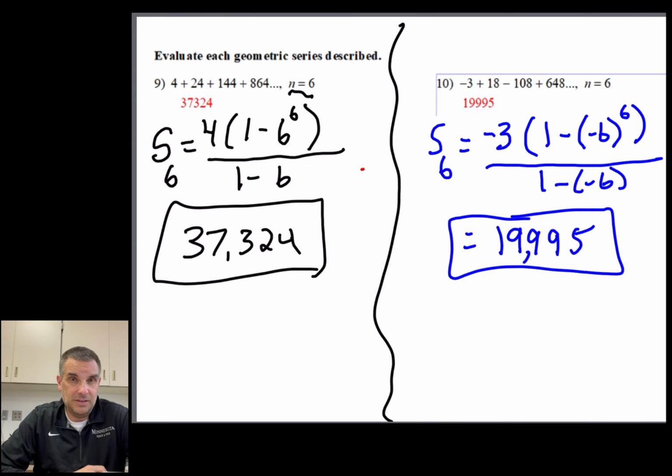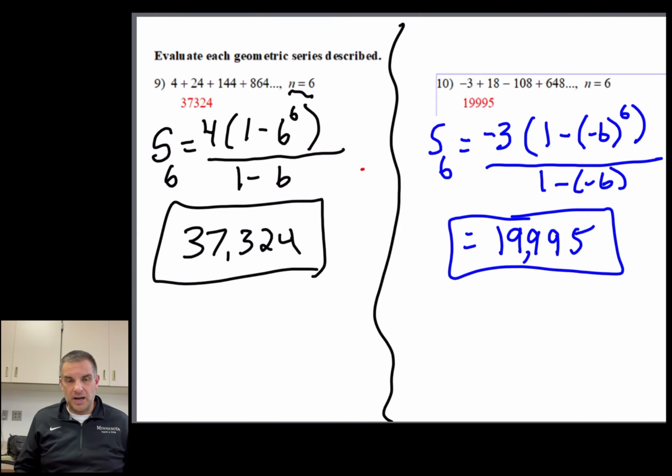Your habit's going to be to move on, but if you're going to use your calculator to do these, make sure you can, because it's easy to make little errors, like dividing by negative 5. Not putting that negative 6 into parentheses is going to cause you issues. So make sure you can do these with the calculator.